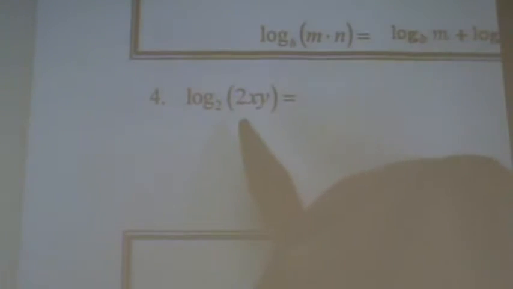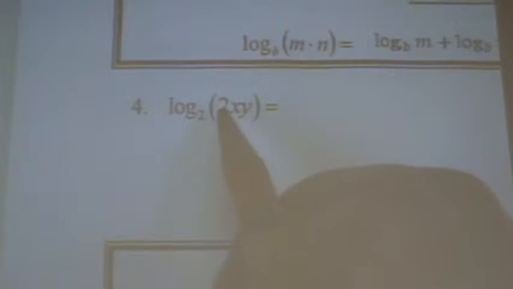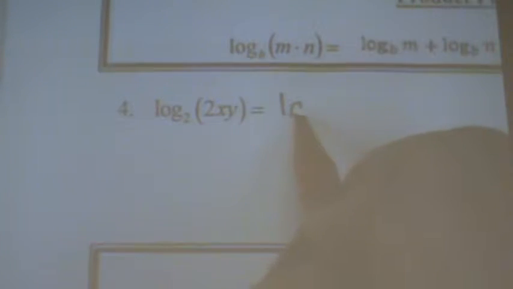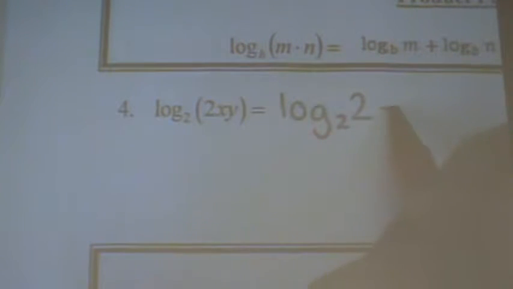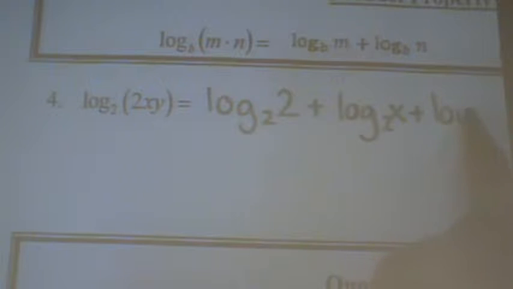Okay, now I'm going to add on right now. There are 3 properties you need to know for logs. The first property deals with a product. If you have a product, here's a product, 2 times x times y, you can expand this problem by adding each of these factors together. So in other words, you can expand this to be the log of 2 base 2 plus the log of x base 2 plus the log of y base 2.